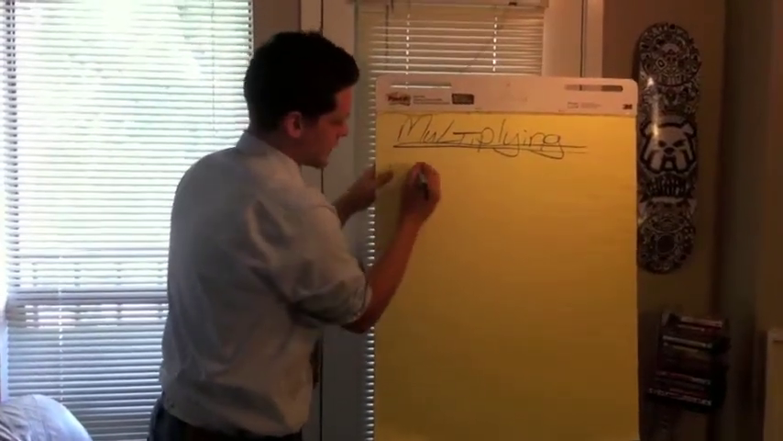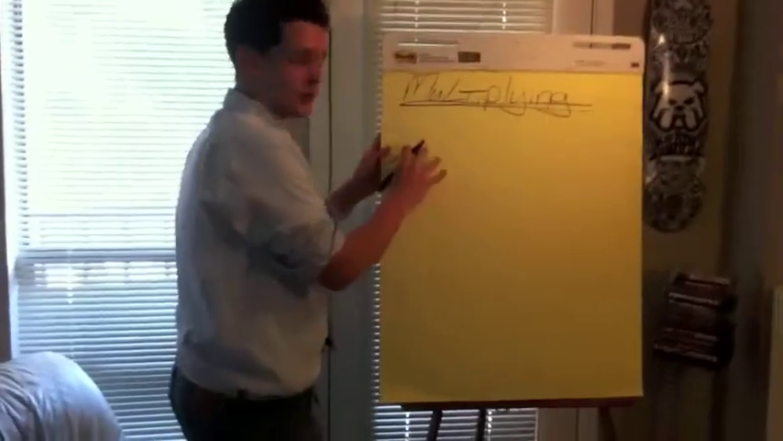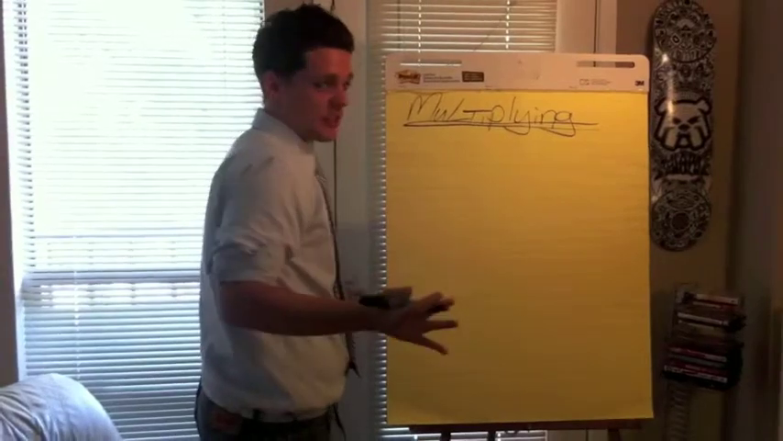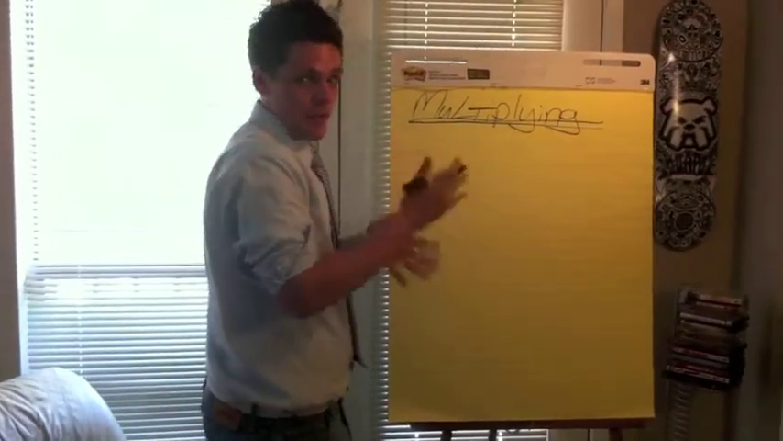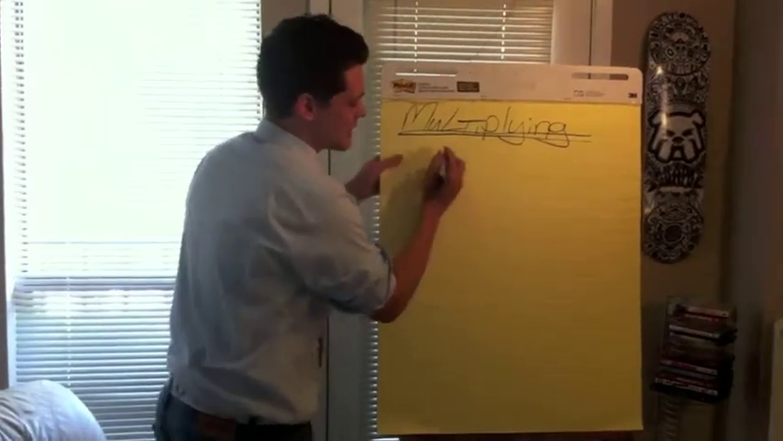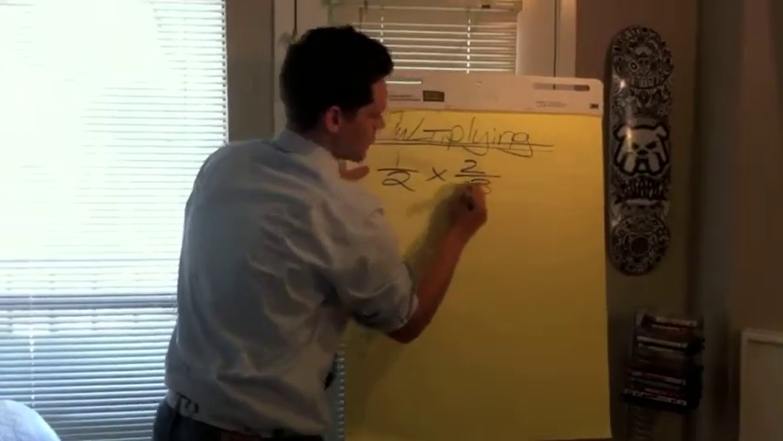Okay, so multiplying fractions. This is easy, and you're going to love it. It's actually easier than adding and subtracting, because when you multiply, your bottom numbers don't have to be the same. Who cares? It doesn't matter if the top numbers are the same, bottom numbers are the same. If they're same, different, doesn't matter. It's this easy. So let's start with 1/2 times 2 over 3.